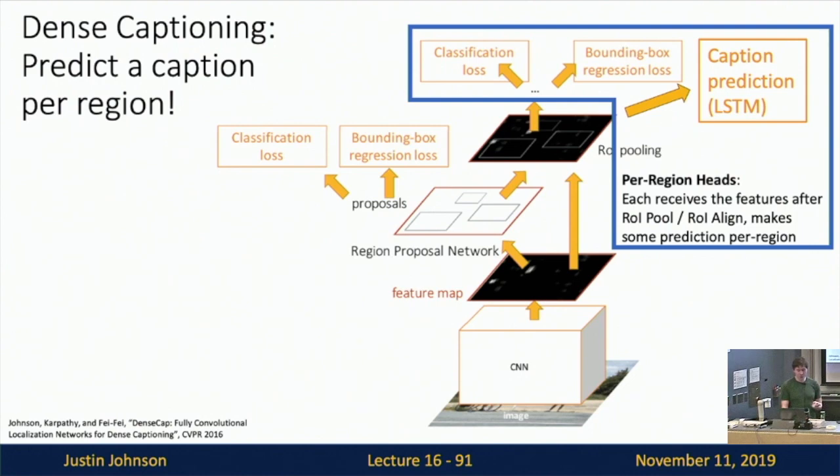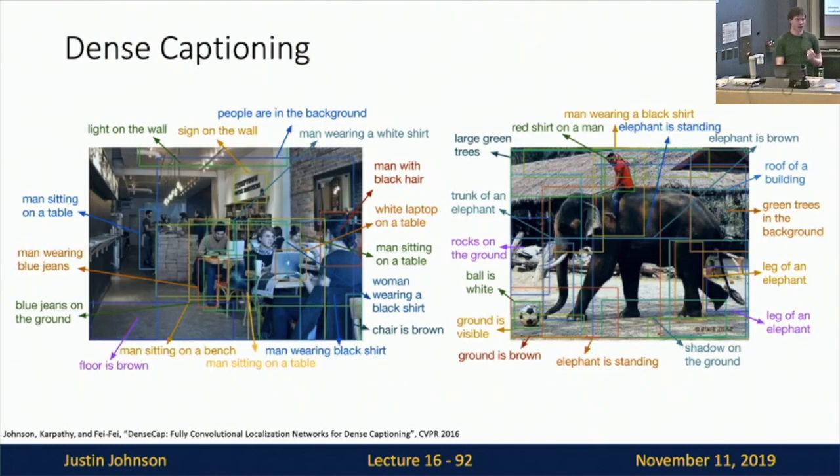Another cool example from Johnson et al. is this idea of dense captioning. Here we want to merge object detection and image captioning, and output a natural language description for lots of different regions in the input image. You can do this by following this paradigm of attaching an LSTM or other kind of RNN captioning model on top of each region that is being processed by an object detector.